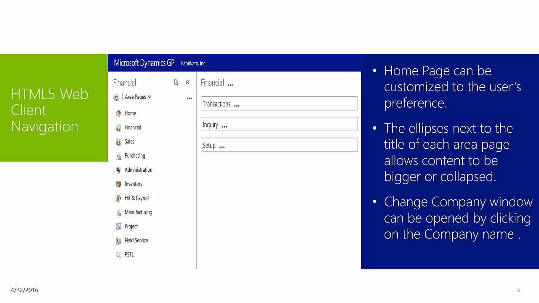The home page can be customized to the user's preference. The ellipsis next to the title of each area page allows content to be bigger or collapsed. The Change Company window can be opened by clicking on the company name.